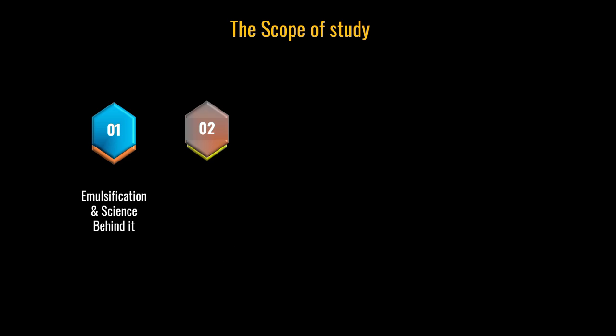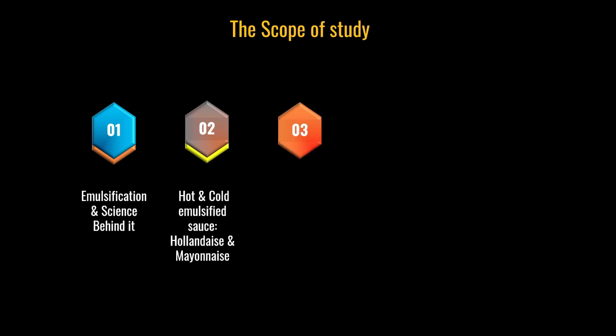So in this particular session, the scope of study is like this. We are going to first clarify the concept of emulsification and the science behind it. We'll discuss thoroughly with proper examples. Second part of the lesson is to discuss the hot and cold emulsified sauces, that is hollandaise and mayonnaise.